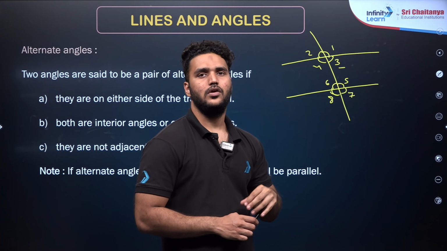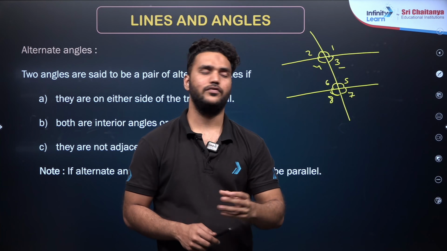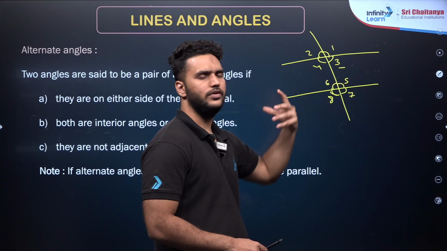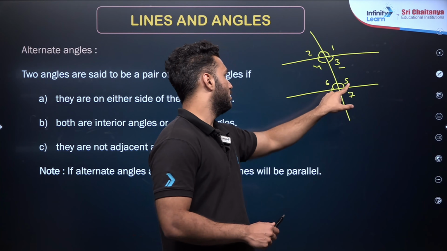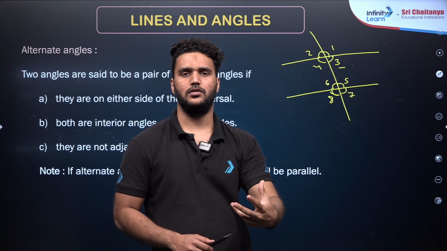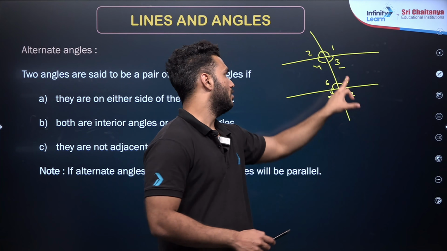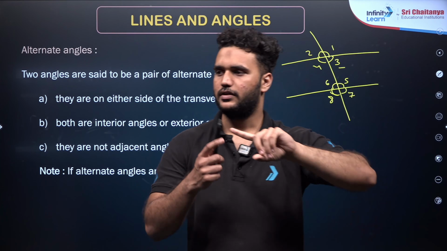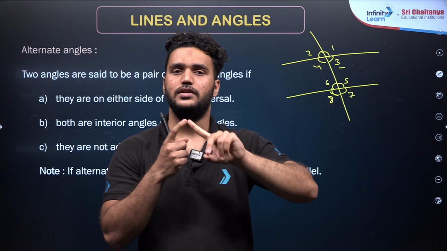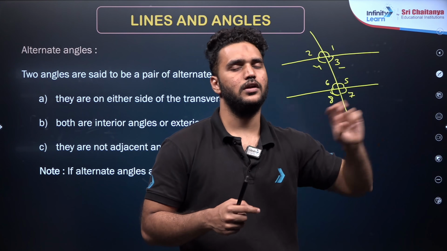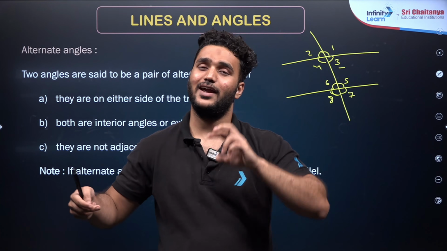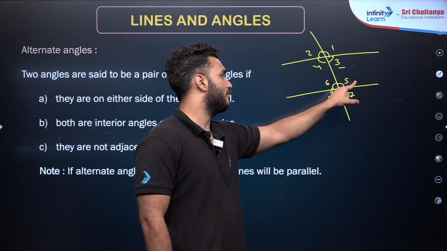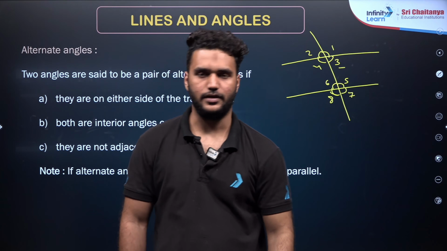Now tell me, what angle do you see on the other hand side of the transversal line in this picture? Because 3 belongs to this side, we have to find which angle is the mirror image of 3 here. 3 is interior, so we need another interior angle. 3 is on this side of the transversal line, so we need an angle on the other side, and that should be interior. Now we have to find it from this area. You see the angle 6, yeah, angle 6.